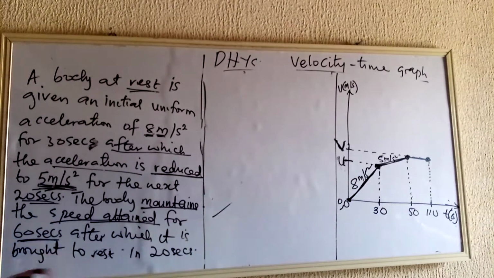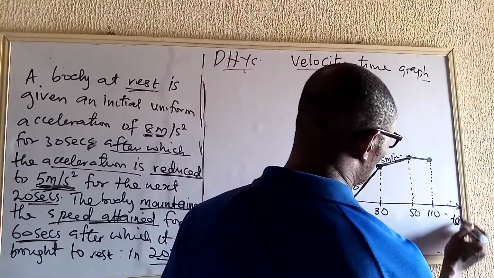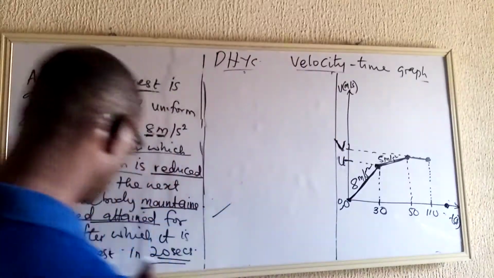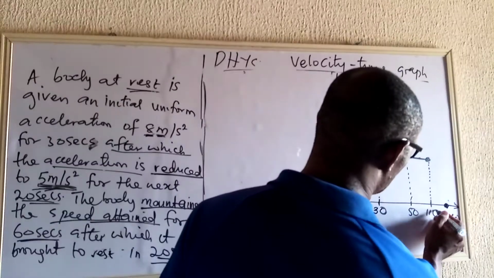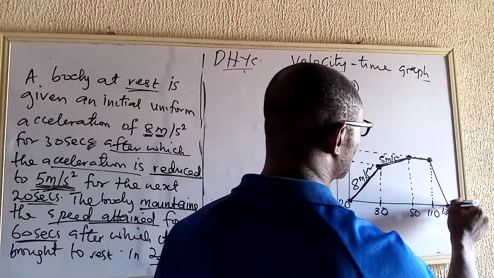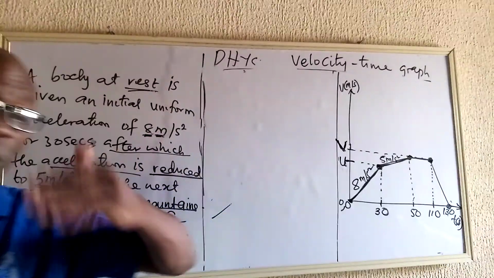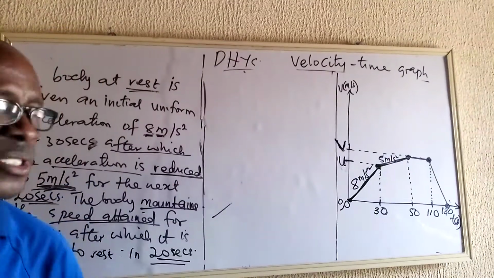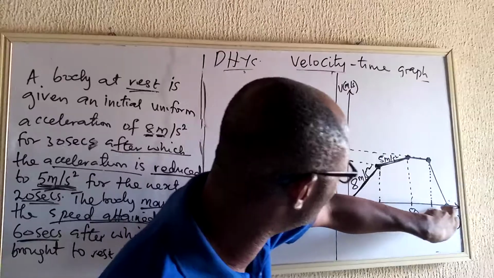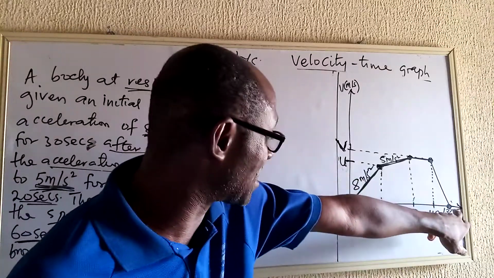After which it is brought to rest in 20 seconds. When the body is brought to rest, it means it comes back to the horizontal axis. So I will add 20 to 110. That will be 130. So brought to rest means it decelerates to rest, because the velocity will decrease. So the velocity is decreasing from this value to 0, because if you trace this point on the horizontal back to the origin, it is 0. That means the velocity is 0 here.